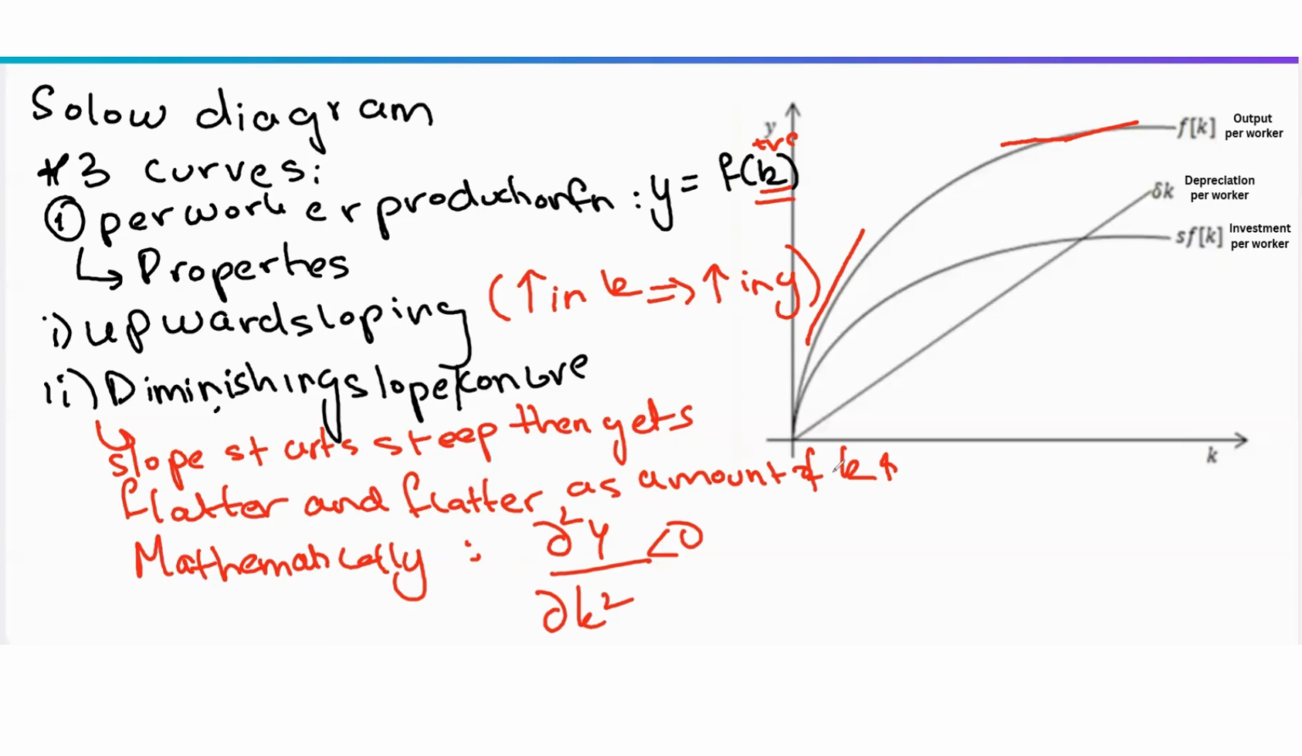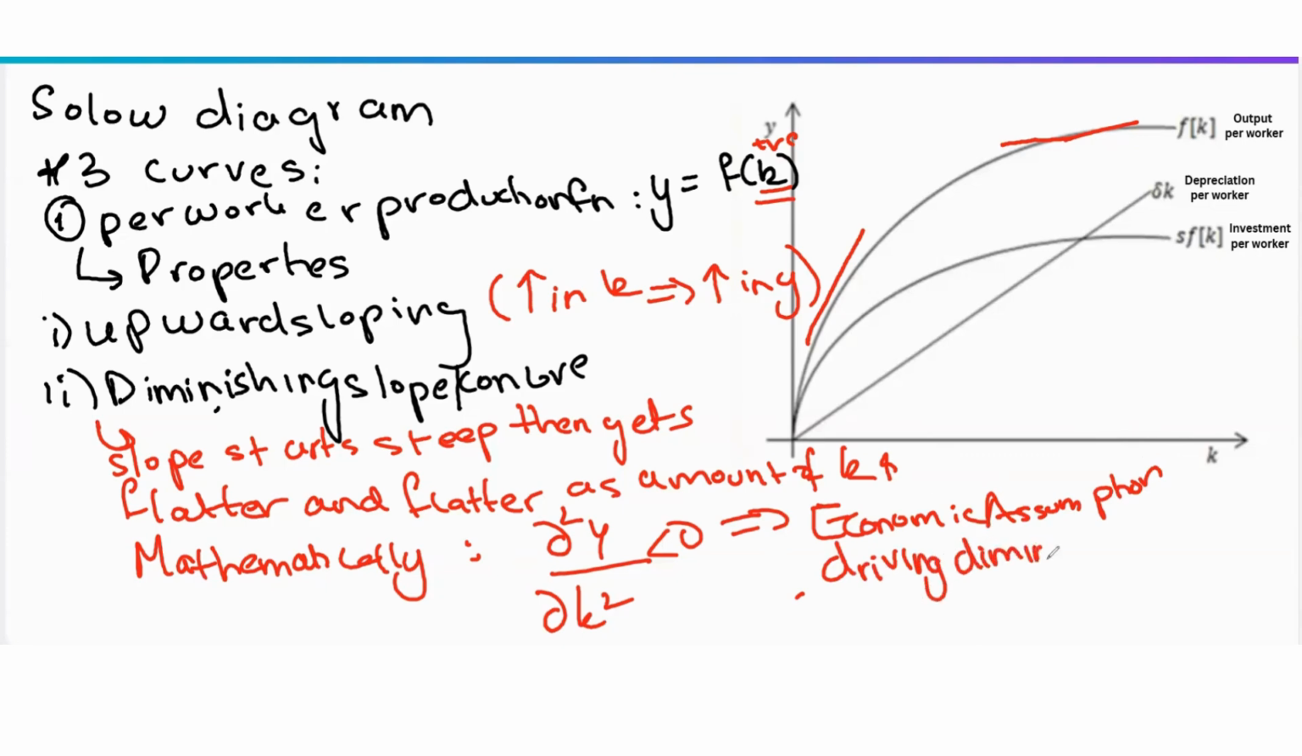So basically what we're saying is that as k increases, y is increasing but at a decreasing rate. Before we look at that, let's quickly mention the economic assumption behind this. What is the economic assumption driving the diminishing slope?